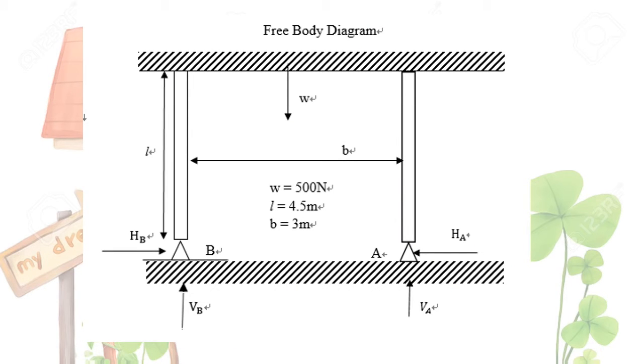Let's look at the idealized free body diagram. Some assumptions were made. The weight of the ceiling is 500 Newton, the height of the steel column is 4.5 meters and the distance between the two columns is 3 meters. Two unknown forces exist at both point A and B, the lower ends of the steel columns.